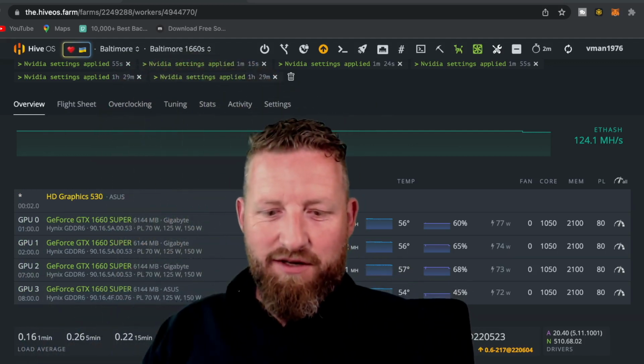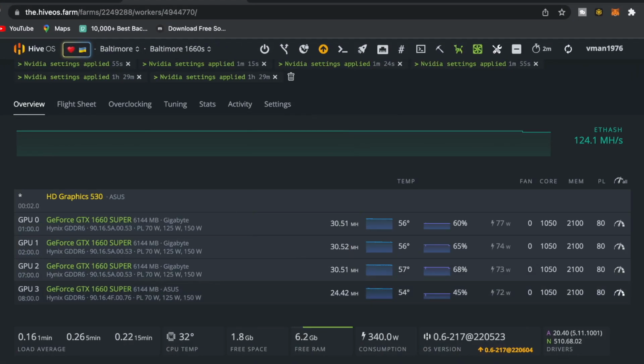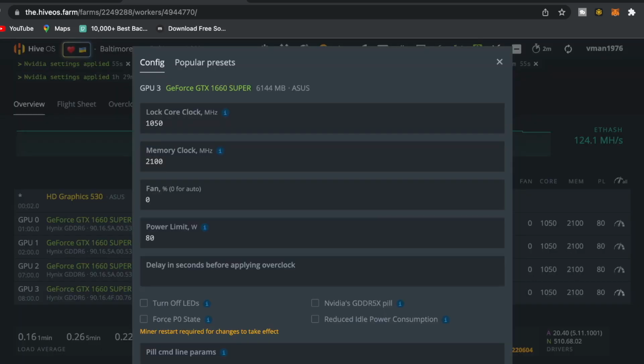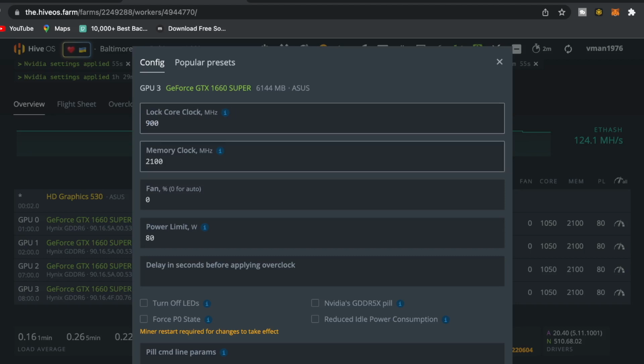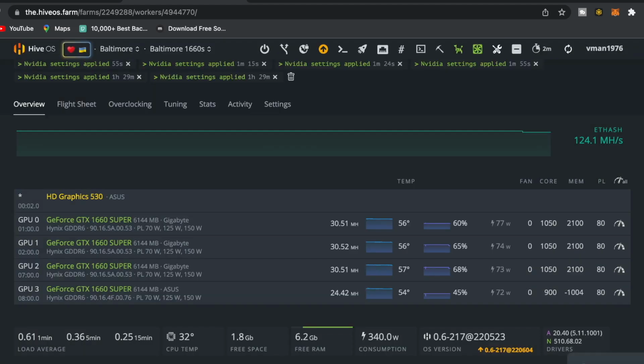So okay, let's go back into those settings. I have another setting to try. I'm not going to bother on the ASUS TUF Gaming because it just gets worse. So I'm going to put that back to what it was before, which was 900 on the core clock and minus 1004 on the memory clock, and that is without a shadow of doubt the optimal settings that I've found for that card. I've played up and down a little bit with core clock, and all it does is make it less efficient.